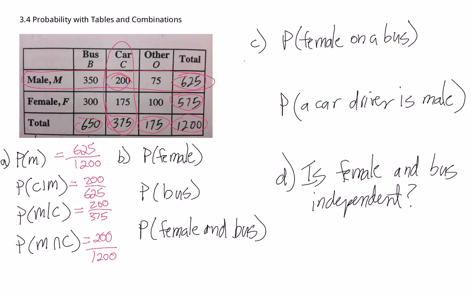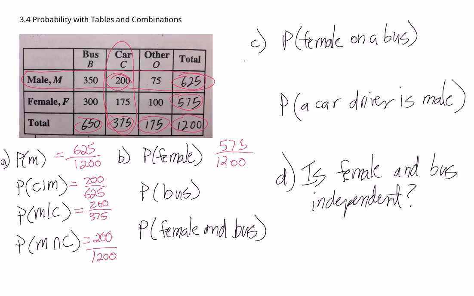Those ones are a little bit weird, but you've got to be careful that you get the order and stuff figured out. Okay, the rest of these, like letter B now, we're looking at the same thing, but they're just in words. So what's the probability to be a female? You can see we have a total of 575 females out of the 1200 total.